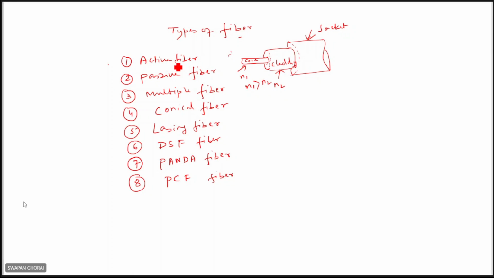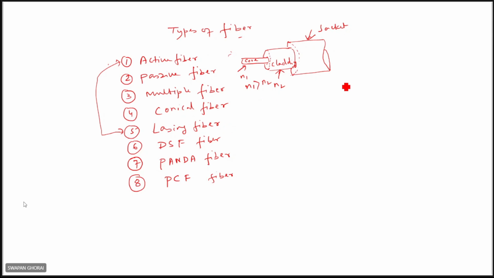Now see, what are those things? Active fibers: generally a fiber is used, as I mentioned, to guide light, but an active fiber can emit light also. But that light may not be coherent. If it is coherent, then it is called a lasing fiber. So active fiber and lasing fiber are almost similar types, but in the case of a lasing fiber, fiber lasers can be developed.